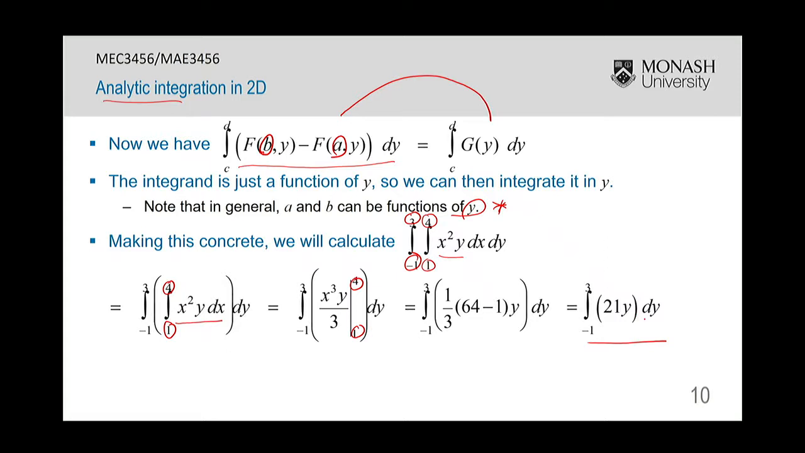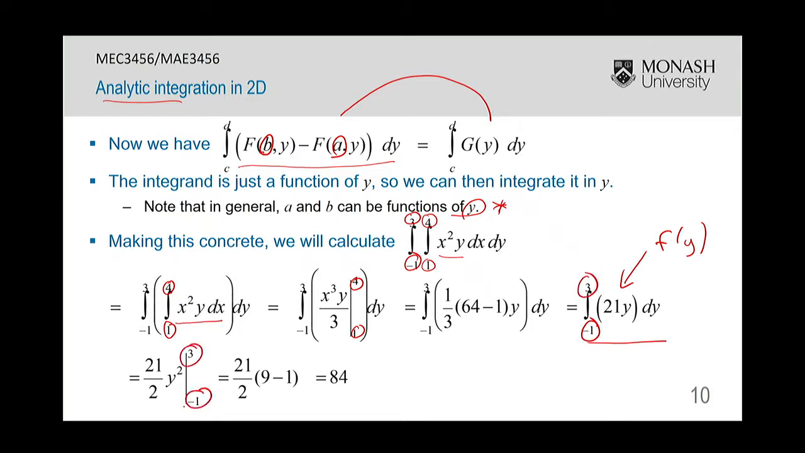Well, of course, we can now do this integral because this is just a function of y. And the integral of y is y squared on 2, and we need to evaluate it between minus 1 and 3, which is where these limits come in, and we can quite easily show that this integral is equal to 84. So we've integrated x first, then y, to come up with a single number.